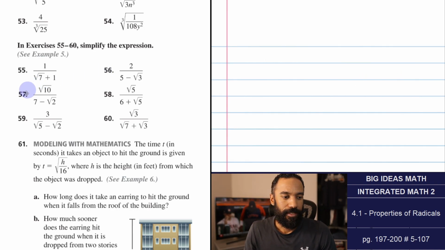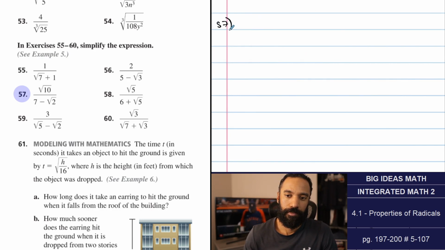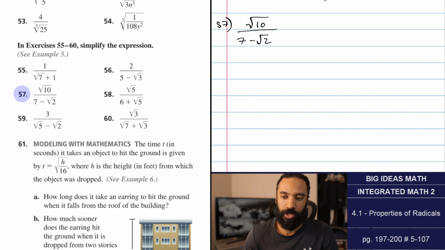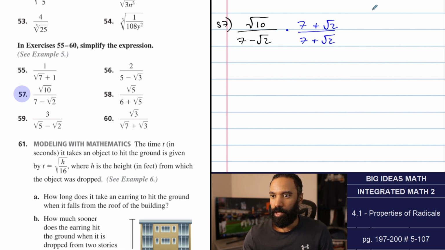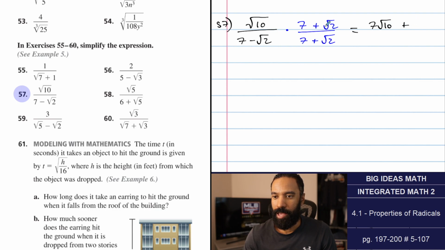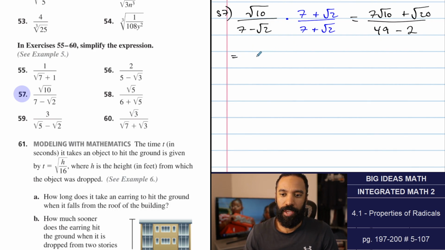Number 57. As I start to work faster on the stuff on the bottom, we're going to get root 10 over 7 minus root 2. We are going to multiply top and bottom by the conjugate. So on the top we distribute. We got 7 root 10 plus, now root 10 times root 2 is root 20. Now on bottom, we get to do 7 squared, 49, minus root 2 squared, 2. Okay, on bottom we have 47.